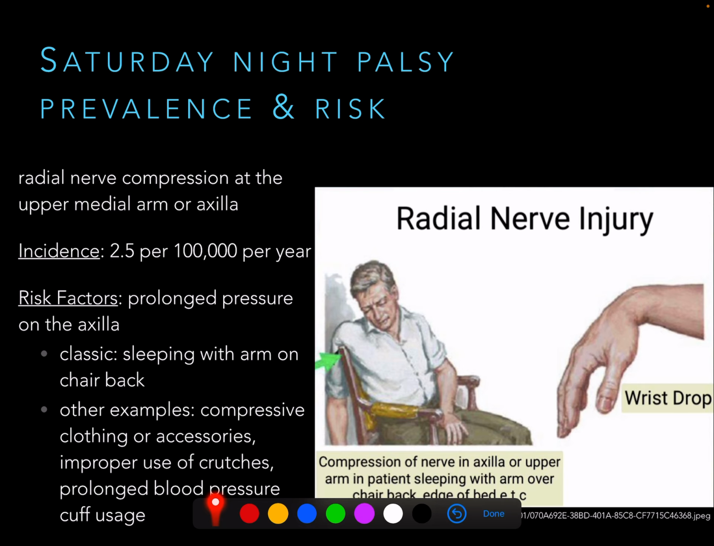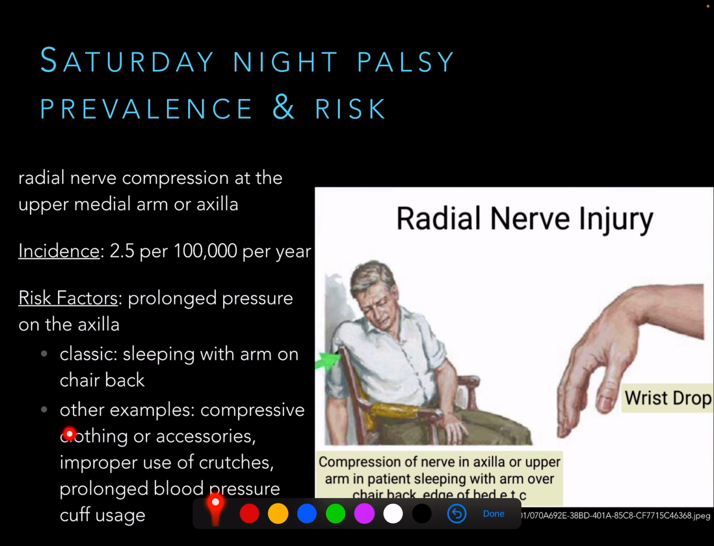Saturday night palsy, or radial nerve palsy, is caused by compression of the radial nerve, usually at the upper medial arm or over here, the axilla. And the classic cause of this is getting drunk on a Saturday night, and it has to be a Saturday night. Otherwise, it's not Saturday night palsy. Then falling asleep with your arms slumped over a chair. There are other things that can cause it. You can get drunk on a Friday night. I guess we'd probably still call it Saturday night palsy.